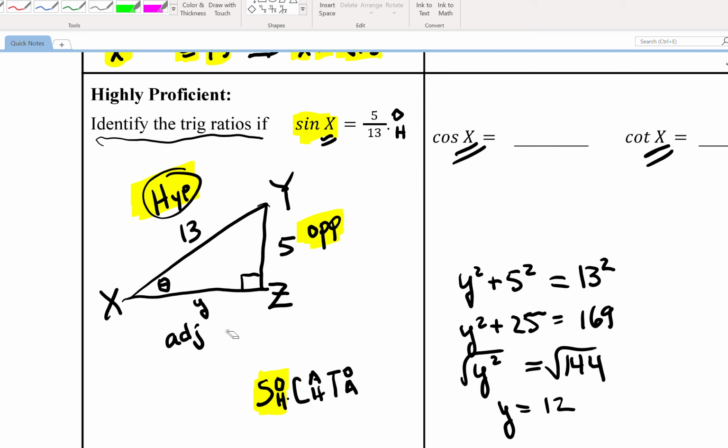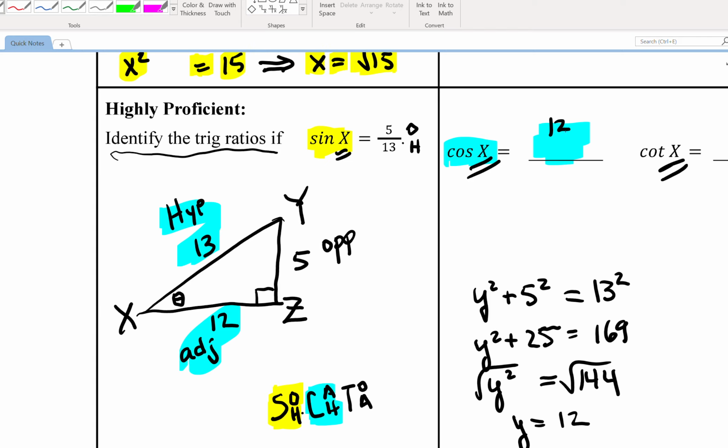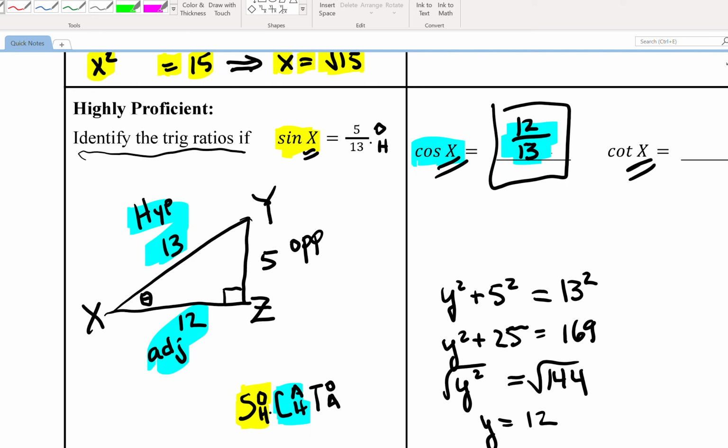And so I'm going to label that. I'm going to erase my y here and just put 12 here instead. Now I can do the ratios. We already got sine. So cosine, let's use a different color for cosine. That would be CAH, and that's A over H. A over H would be 12 over 13. 13 is prime and 12 is not a multiple of 13, so we can't simplify it. That would be our simplified ratio. You want to make sure that you're simplified if you can.